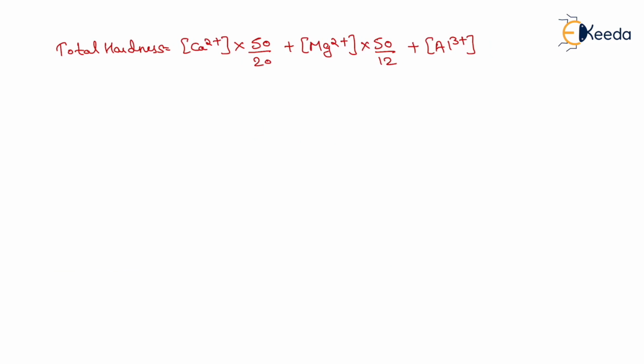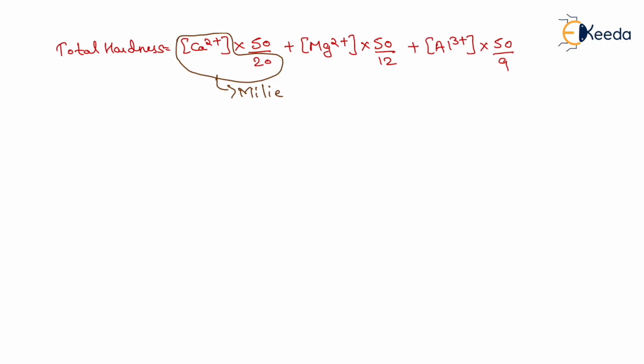Now we know the formula of total hardness, which is equal to calcium 2 positive into 50 divided by the ionic weight of calcium 2 positive, which is 20, plus magnesium 2 positive into 50 divided by 12. Similarly, aluminium 3 positive into 50 divided by 9, which is the ionic weight of aluminium. Okay. Now we need to put here the concentration in milli equivalent per liter. What will be the value of milli equivalent? When you divide the concentration of any ion in milligram per liter by its ionic weight, that value is equivalent to milli equivalent per liter.